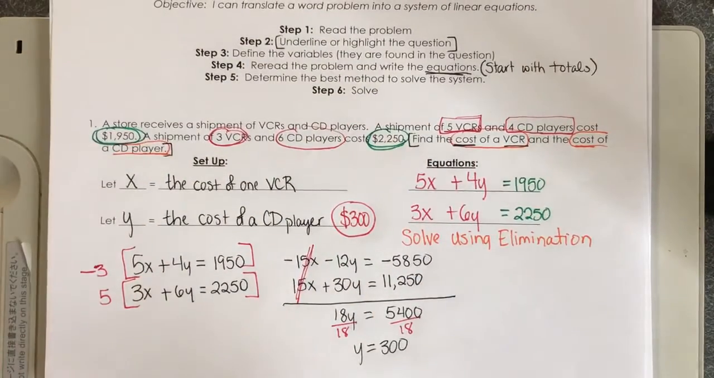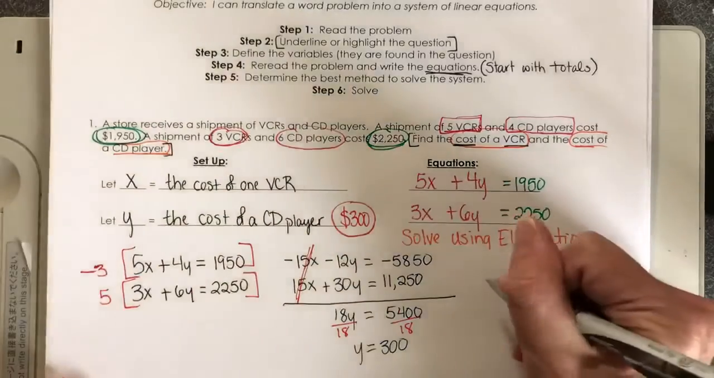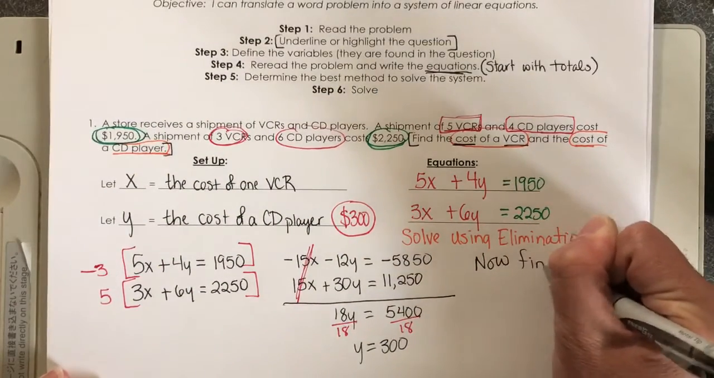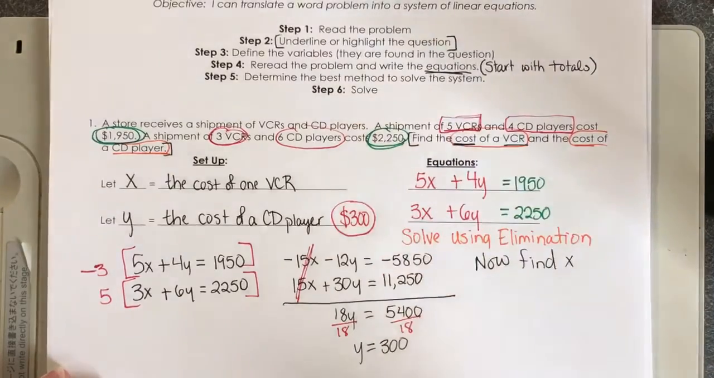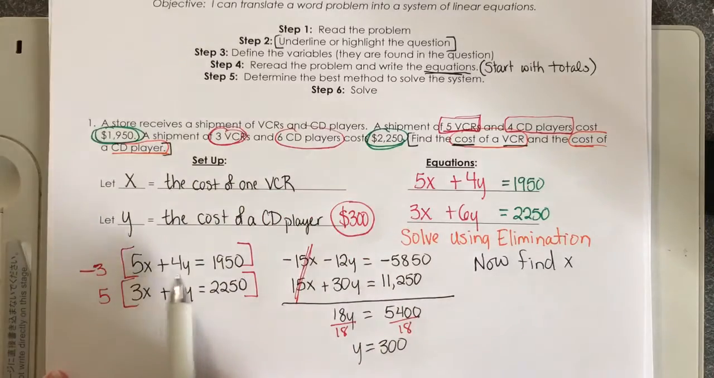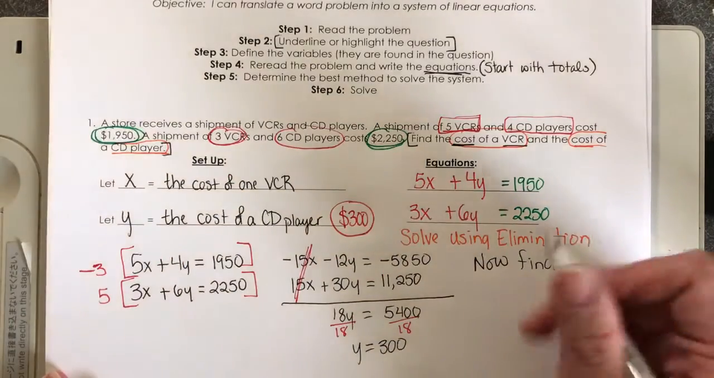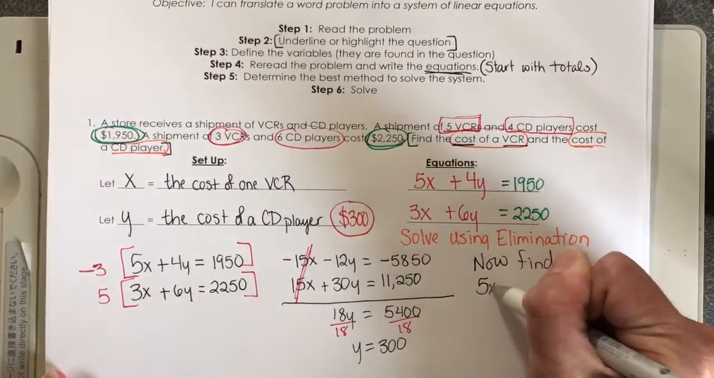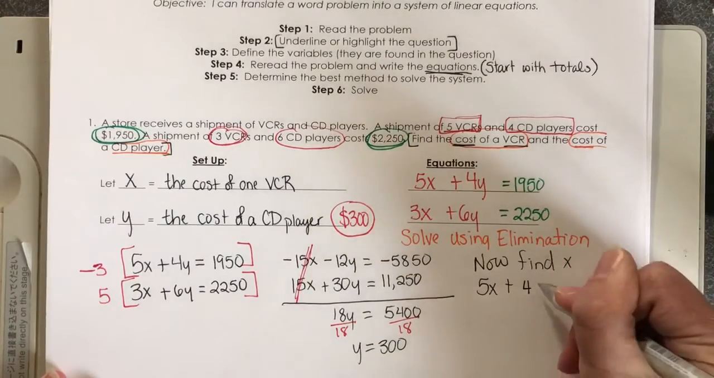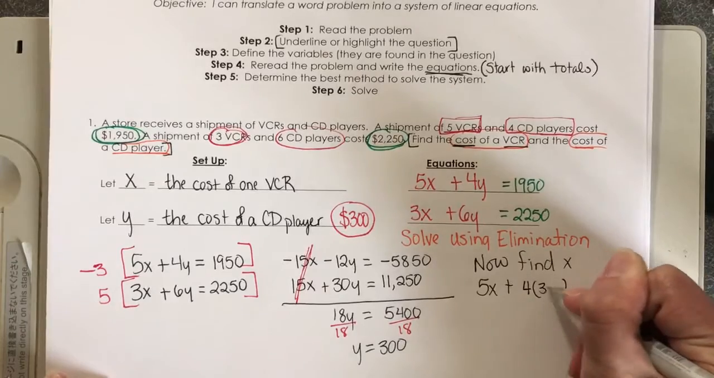So now I need to find out the cost of a VCR. So now find x. I want to go back and sub in to find my x. It doesn't matter which function I choose, the top one or the bottom one, as long as I go with the original. So I'm just going to use the 5x plus 4y equals 1950. I know that y has a value of 300, so I'm going to sub that in.